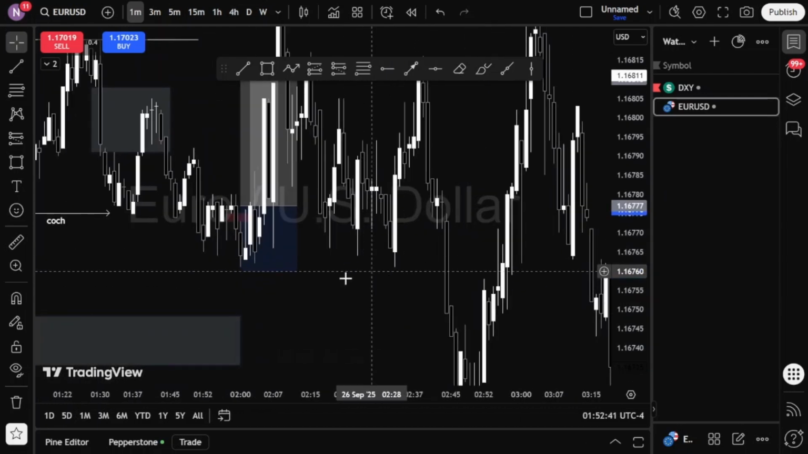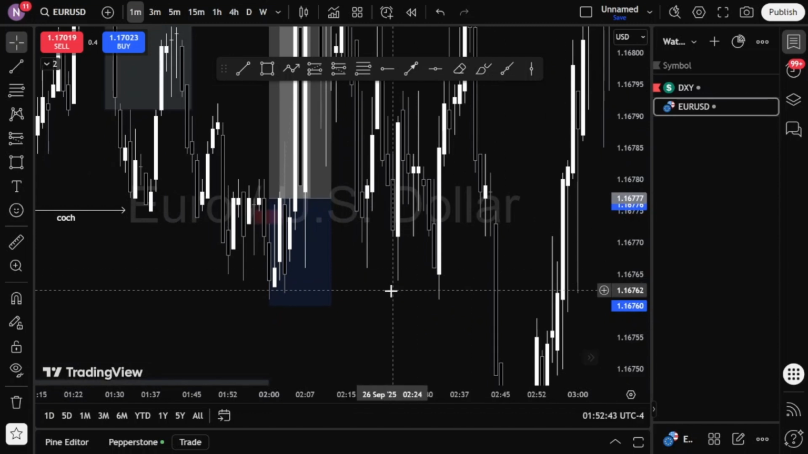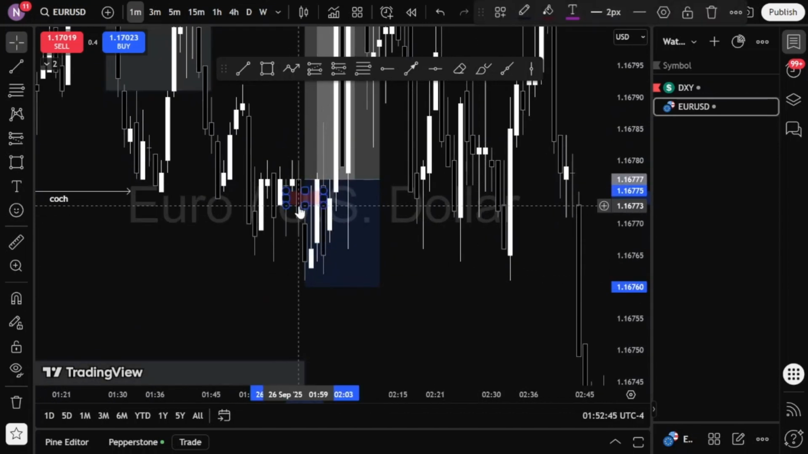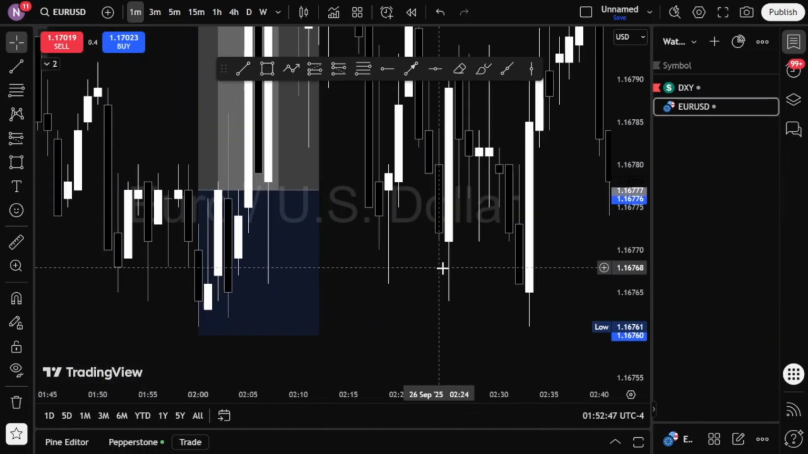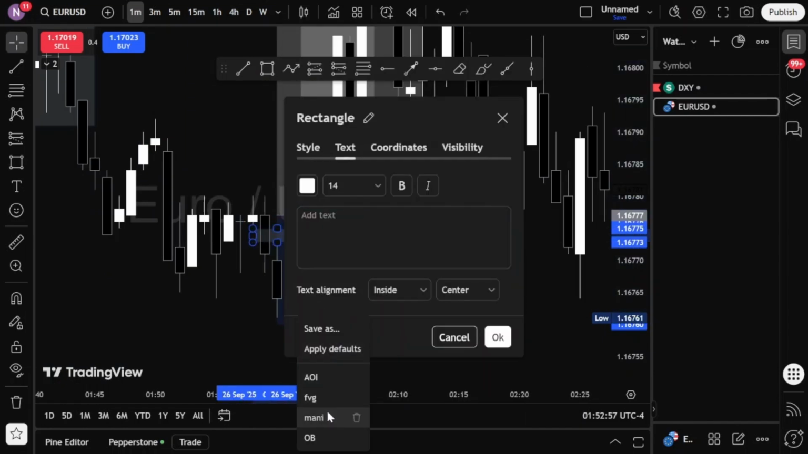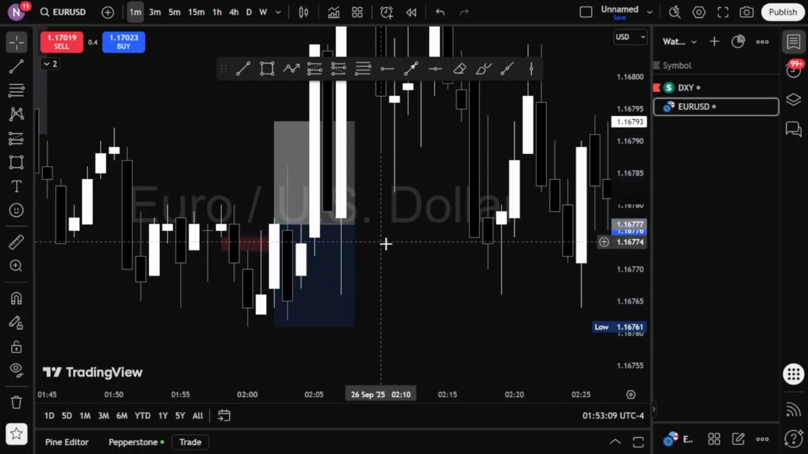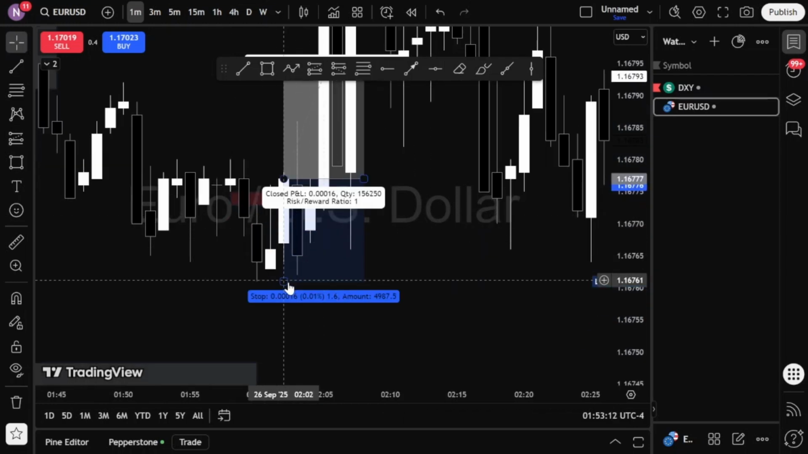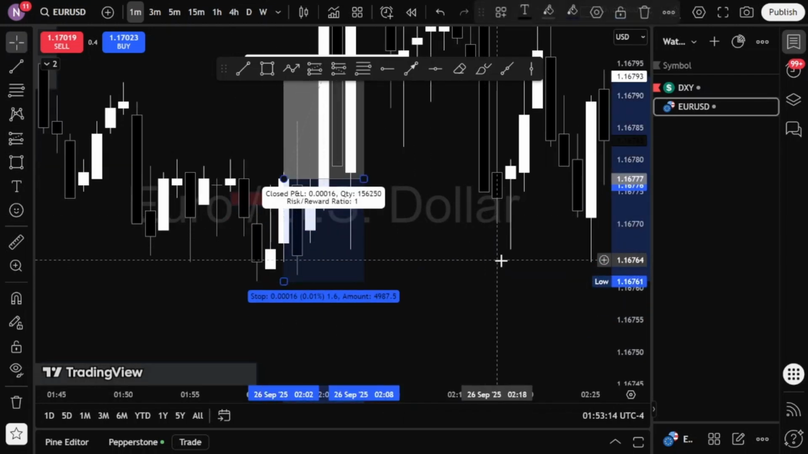So I was waiting on this 1 minute time frame. I was looking at this bearish fair value gap over here. I was waiting for this 1 minute bearish fair value gap to get inversed. I executed my position over here, stop loss at this point, and guess what?